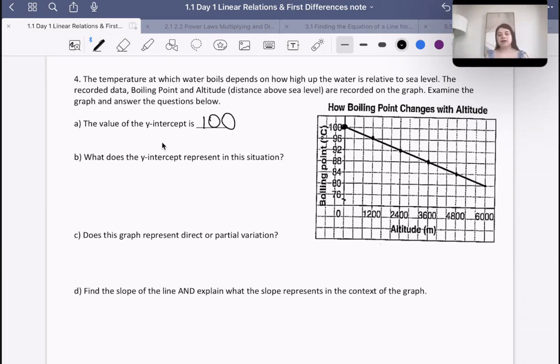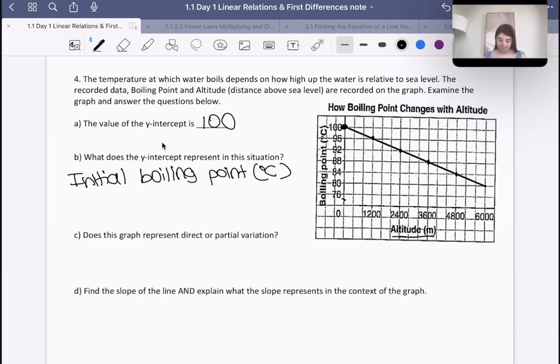What does the y-intercept represent in the situation? Well, let's see. In general, the y-intercept is when x is 0, what is y? So in this case, x is altitude. So when the altitude is 0, what is y? What is the boiling point? So basically, it expresses the initial boiling point in degrees Celsius before we've actually gone any distance above the sea level.